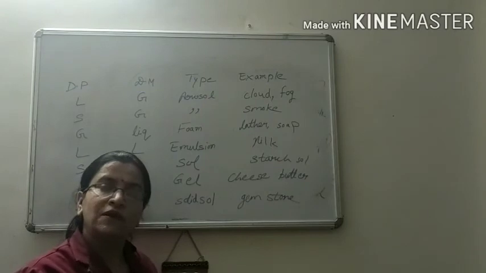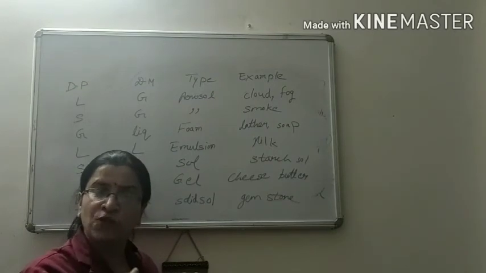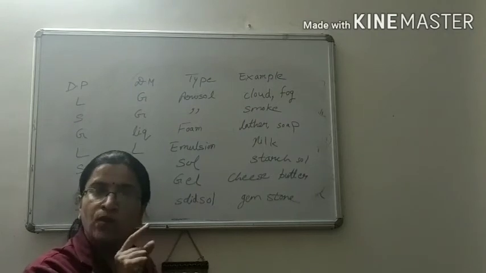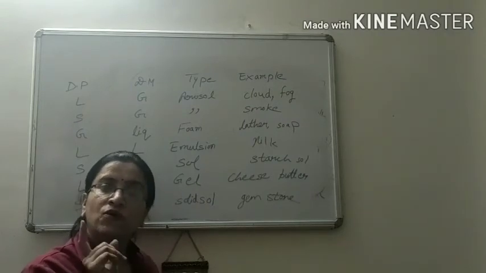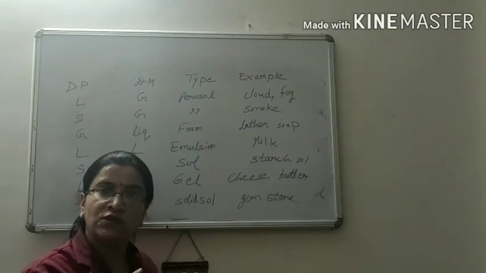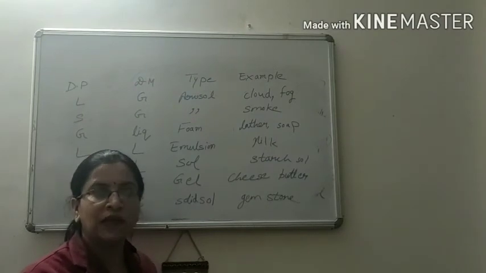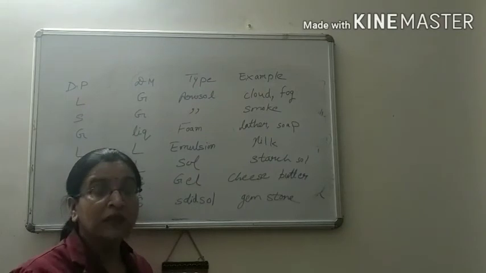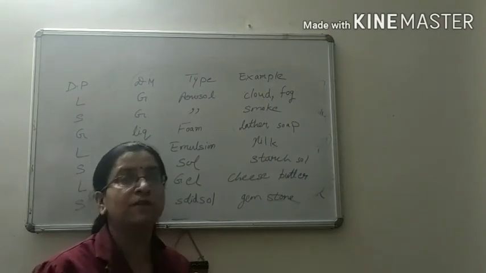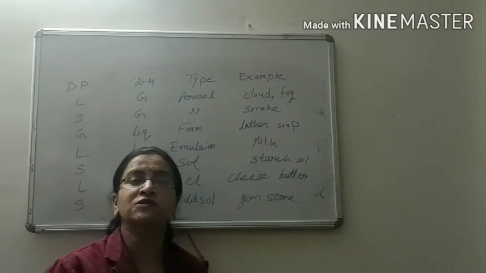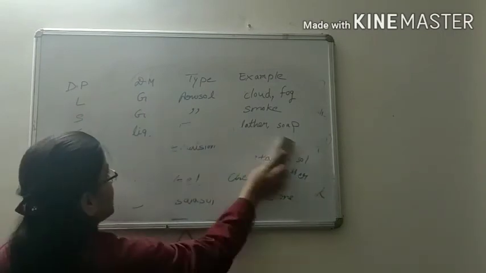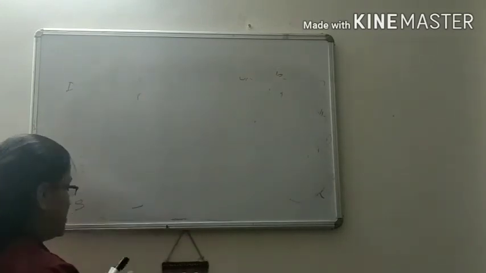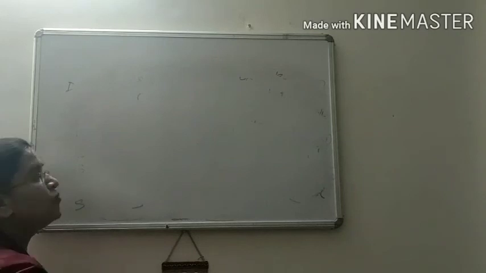Is it possible for you to see the molecules present in milk? No. So what we come to know? The particles of colloidal solution cannot be seen by the naked eye. They can be visible by microscope. Now the next two properties are very important. The next property is called Brownian movement. Now what is this Brownian movement?